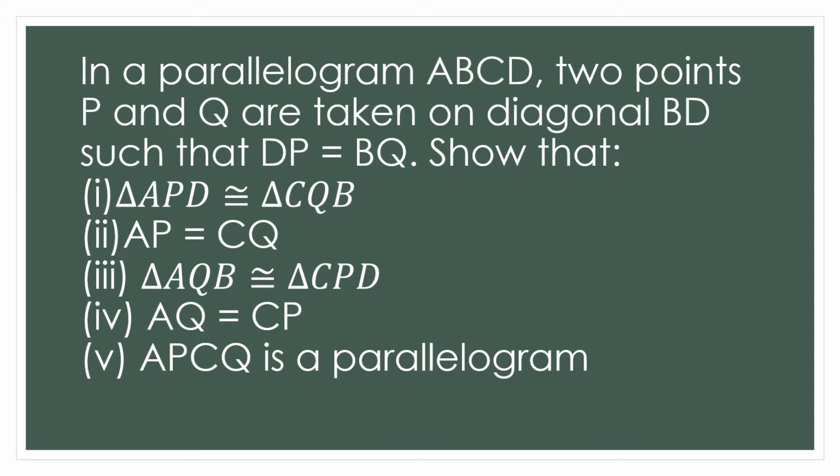In a parallelogram ABCD, two points P and Q are taken on diagonal BD such that DP is equal to BQ. Show that: first part, triangle APD is congruent to triangle CQB. Second part, AP is equal to CQ. Third part, triangle AQB is congruent to triangle CPD. Fourth, AQ is equal to CP. And in the fifth part, we have to show APCQ is a parallelogram.